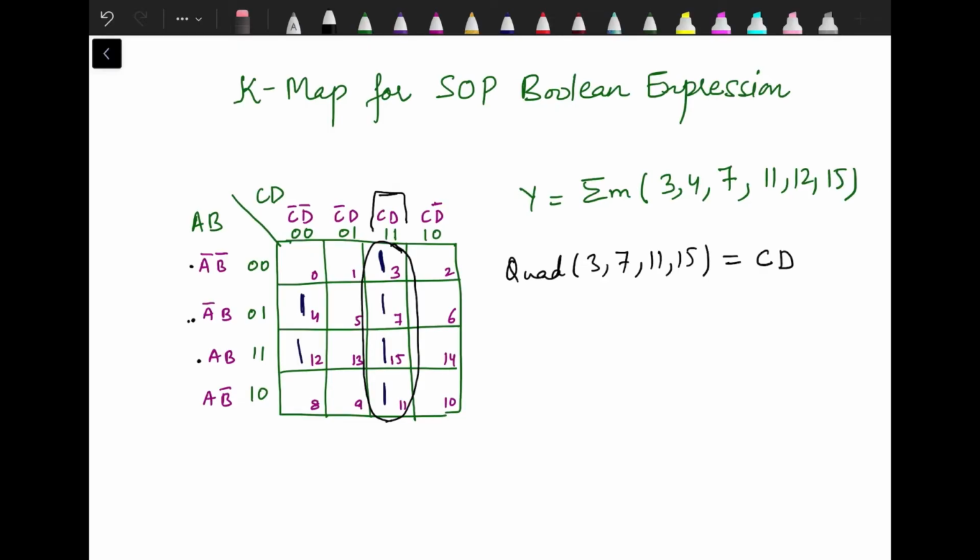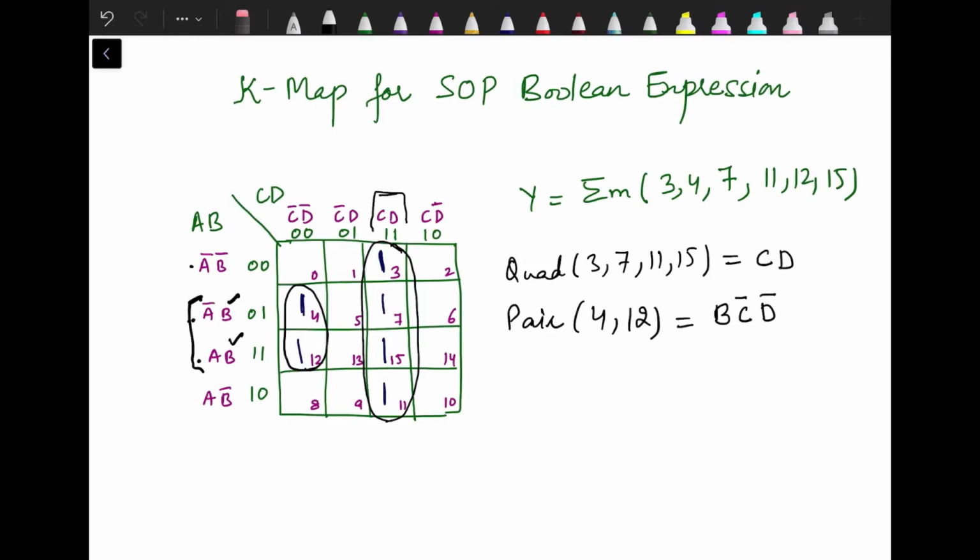So we are left with just 2 ones. They are also in adjacent cells, which will result in a pair. So we have a pair made up of 4 and 12. Now when we look at the row side, which variable is remaining the same? Variable b. B has value 1, so b is written as it is. From the column side, c and d both remain the same. Since their values are 0 0, c is written as c complement and d is written as d complement.